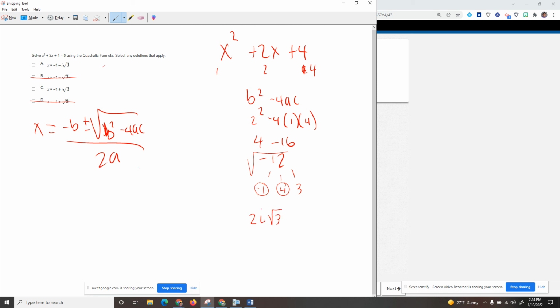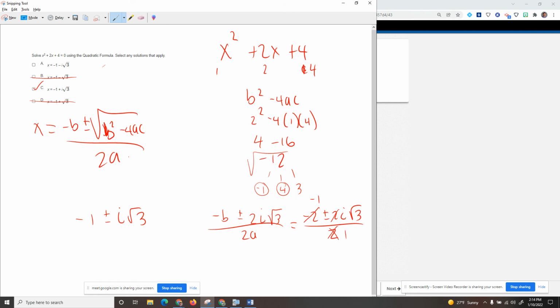The rest of the formula around it is the opposite of B plus or minus that divided by 2A. The opposite of B is negative 2 plus or minus 2i square root of 3, all divided by 2A. A is 1, so 2A is 2. Since I can divide out of that negative 2, the 2i and the 2, I will. So this becomes negative 1, this becomes i, and this becomes just 1. So you end up with negative 1 plus or minus i square root 3. And that is answer choice C.